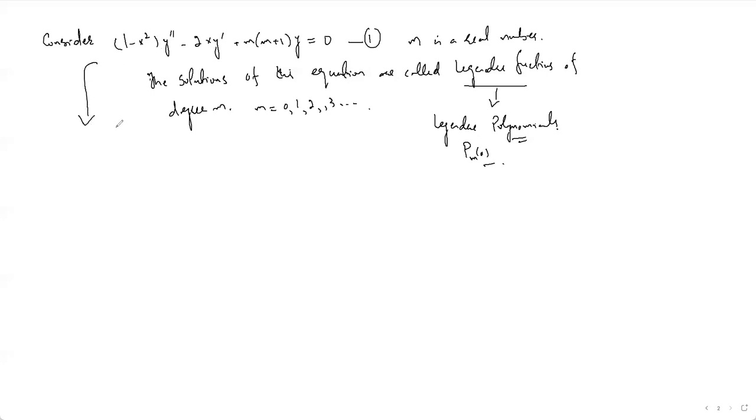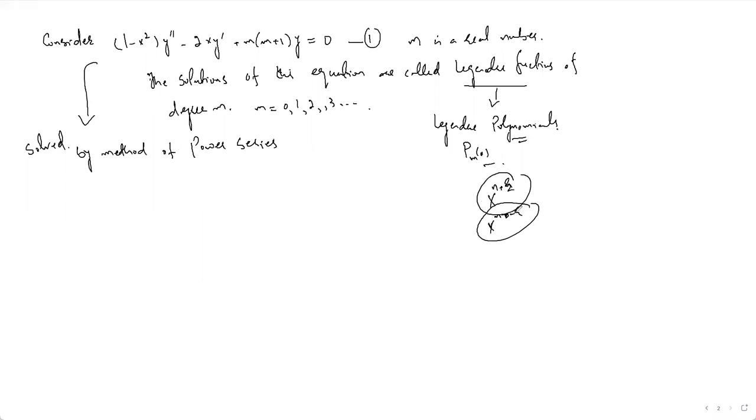Now, you know that we can solve this second order differential equation by the method of power series. We can take the powers of x either in ascending order or in descending order. I can either take x raised to the power n plus r, or I can take it as x raised to the power n minus r. Both cases are okay. Whether you take the solution as ascending or descending powers, you will arrive at the same result.